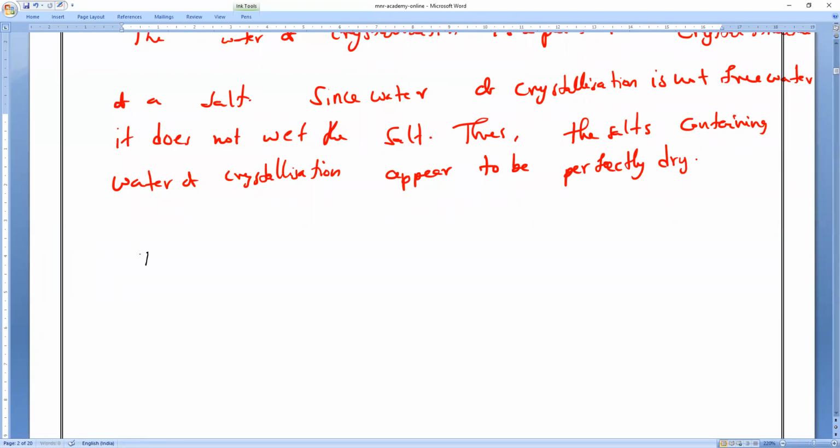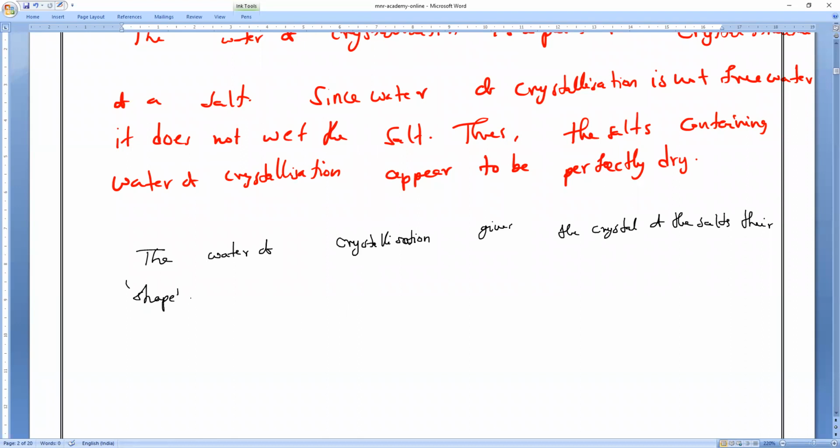Very, very important. The water of crystallization gives the crystals of the salts their shape. So the shape is obtained only because of this. Okay. And in some cases, particularly in a few salts, it imparts color to them also.